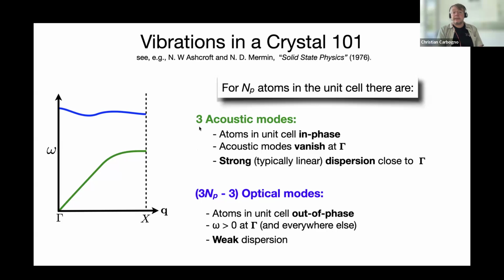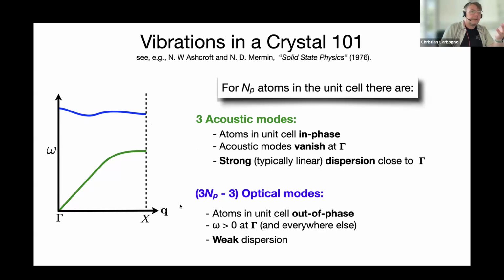On top of these 3 acoustic modes, we get 3n minus 3 optical modes. This describes vibrations in which the atoms in the unit cell vibrate out of phase. The frequency is always above 0, even at gamma. And what we then usually see is a relatively weak dispersion, as sketched here.